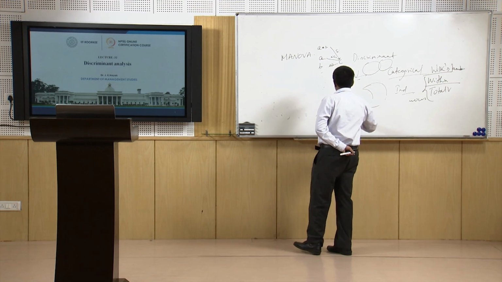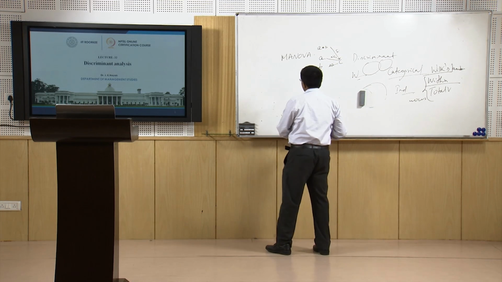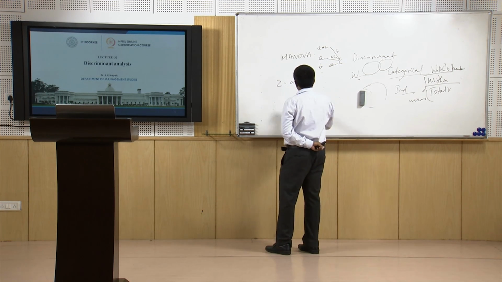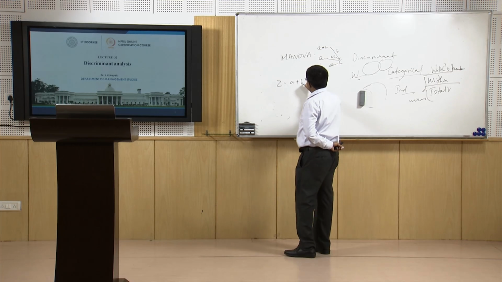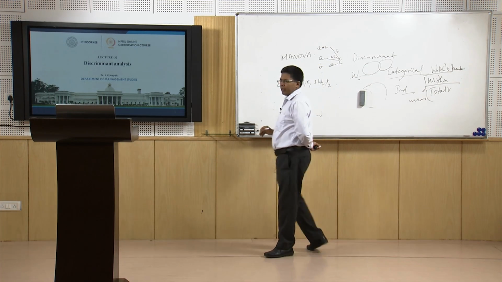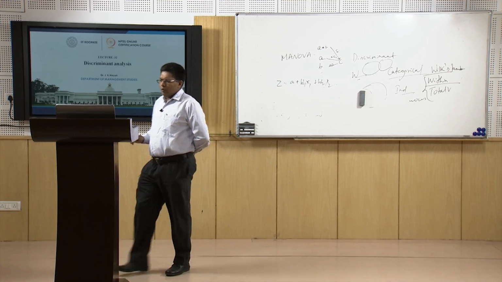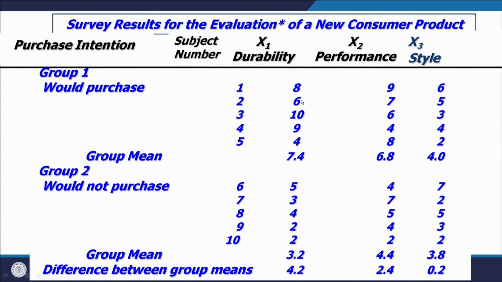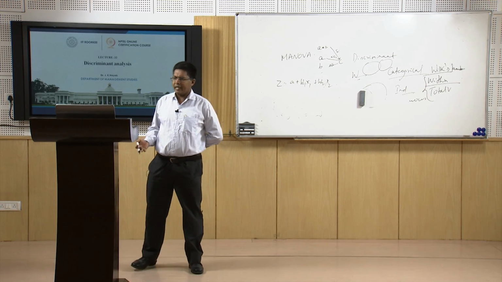Now the discriminant score is Z is equal to a plus, like in a regression equation, w1 x1 plus w2 x2, and it goes on. So once we have the discriminant score with us, it helps us to identify which category the new person would fall into.